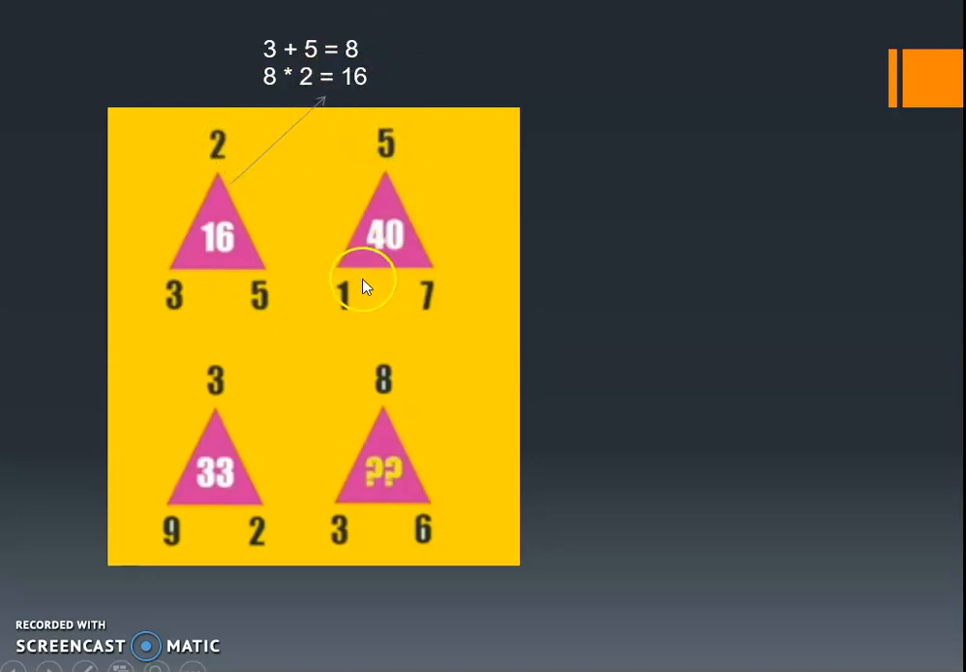So if I am checking the second one also, 1 plus 7, 8. 8 into 5, 40. Likewise, 9 plus 2, 11. 11 into 3, 33, right? So what is the answer for this? 3 plus 6, 9. 9 into 8, it is 72. This is the answer for this question.